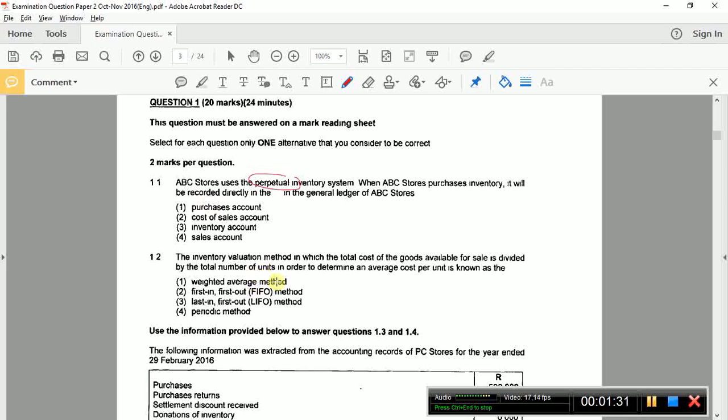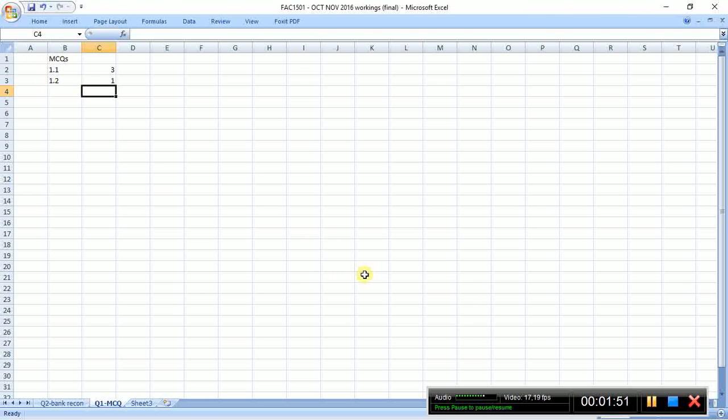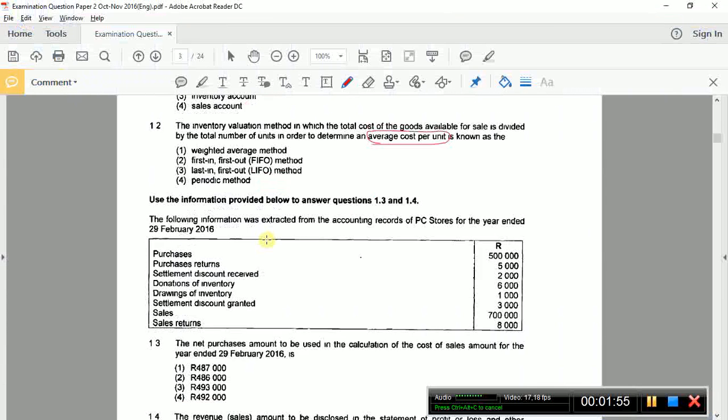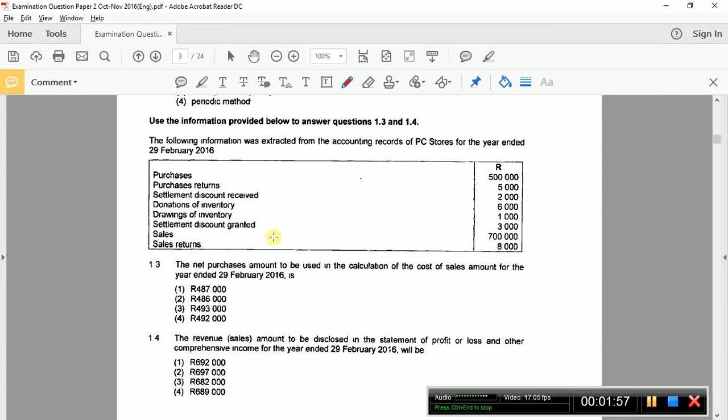The inventory valuation method in which the total cost of goods available for sale is divided by the total number of goods in order to determine the average cost. They're actually asking a management accounting question here. Average cost? Weighted average. Perfect. Next. 1.3 and 1.4 are using the same information.